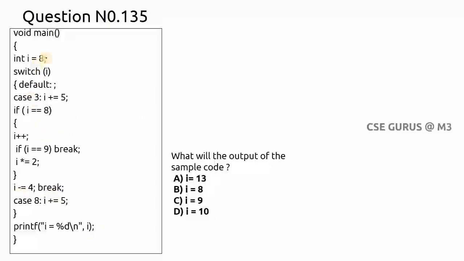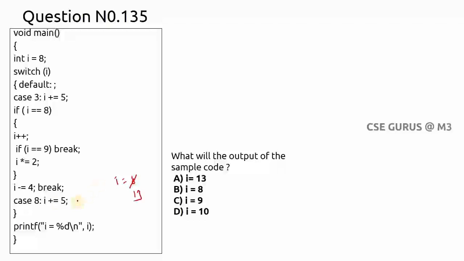Now what about this one? Question number 135. I have taken I equals 8. Is there any case with 8? First it will check. Yes, there is a case with 8. So I plus equals 5. So I value is 8, 8 plus 5, that is 13. Of course there is no break statement, but the switch is closing here, so it comes to the next line. It won't go to the switch again in this case because there is no loop here.